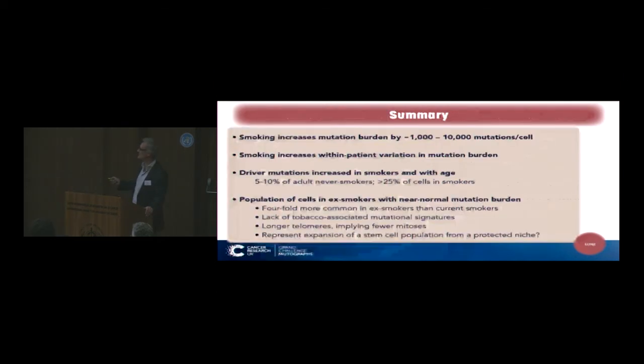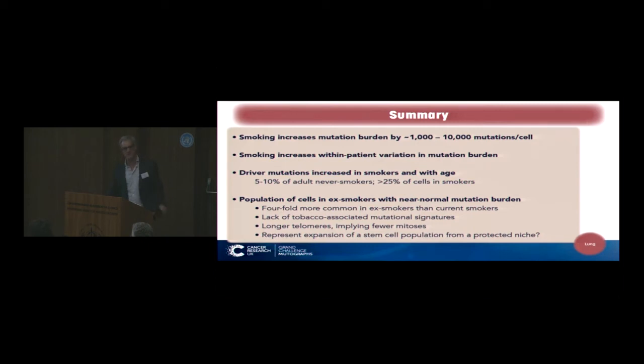So just to finish there, to draw out the key points: smoking increases the mutation burden by somewhere between 1,000 to 10,000 mutations per cell, with this really striking within-patient variation in mutation burden that remains rather unexplained. Driver mutations increase in smokers and with age. And there's this population of cells, particularly prevalent in ex-smokers, with a near normal mutation burden.